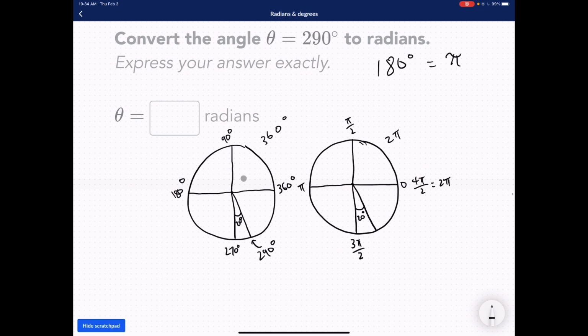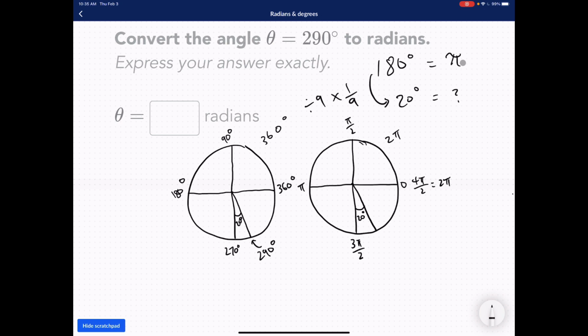Now, 20 degrees, okay? So what is 20 degrees in terms of pi? Okay, so we know that in order for me to go from 180 degrees to 20 degrees, I just have to multiply it by 1/9, or divide it by 9. It's the same thing. Because 20 degrees is a ninth of 180 degrees.